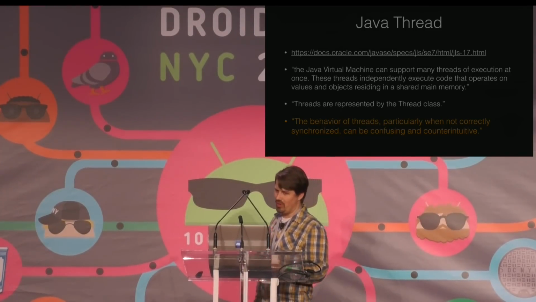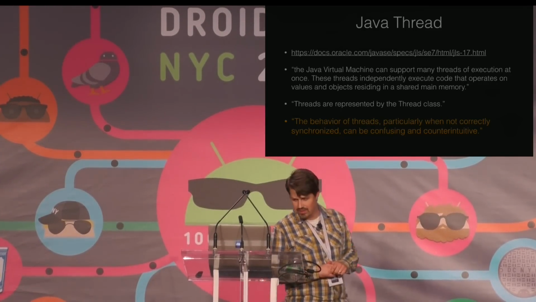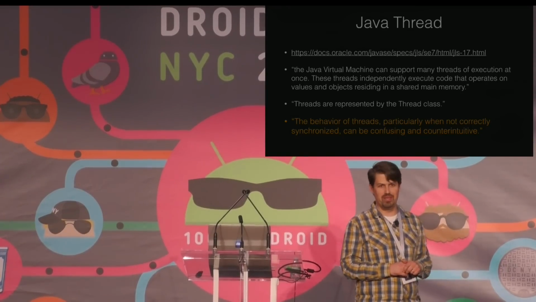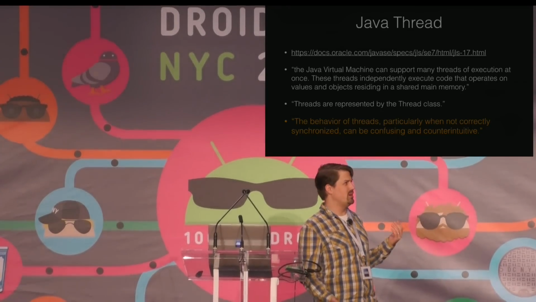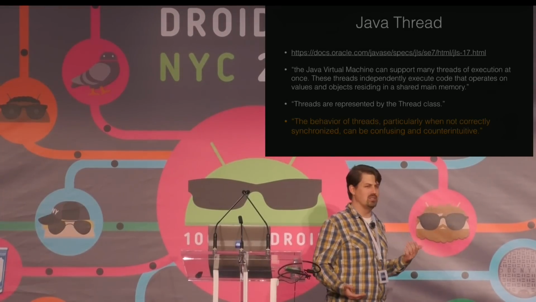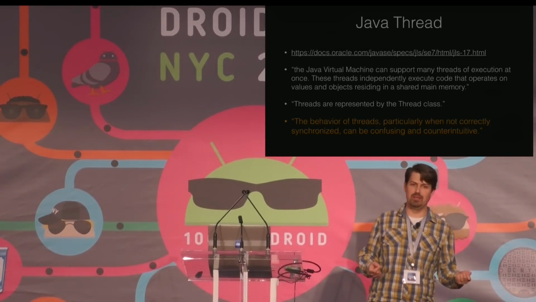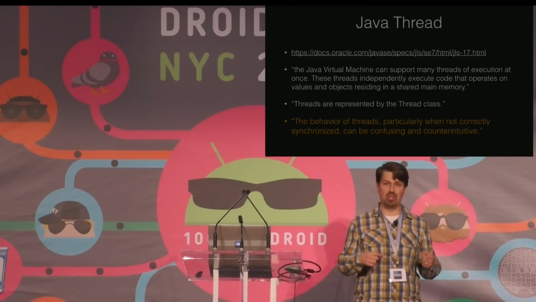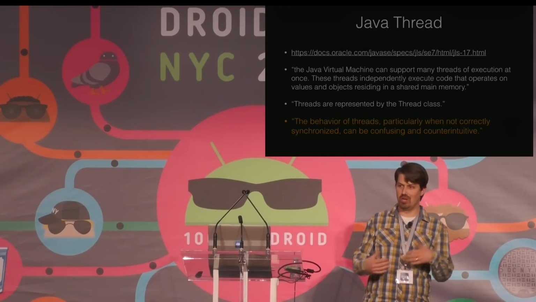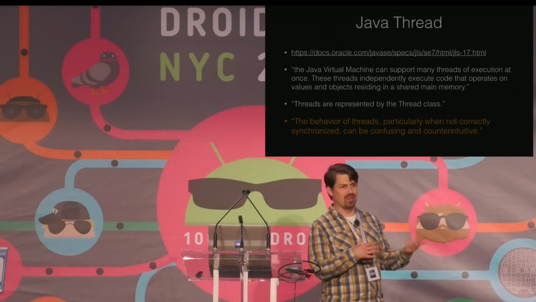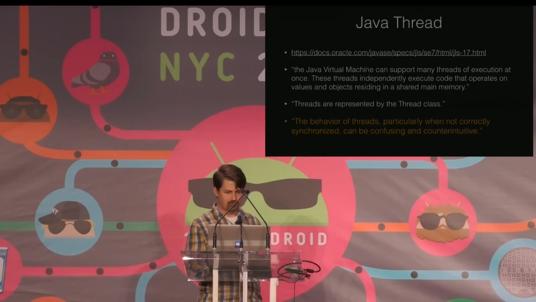This is an actual quote from the Java language spec. It says, the behavior of threads, particularly when not correctly synchronized, can be confusing and counterintuitive. That's probably an understatement. If you read through there, it's a little bit dense to go through, but it does have some unexpected behaviors. The good thing is it's very well defined. There's a memory model that tells you exactly how things are going to work and how a compatible implementation of the Java language, what they are allowed to do in terms of cross-thread and how synchronization has to work.